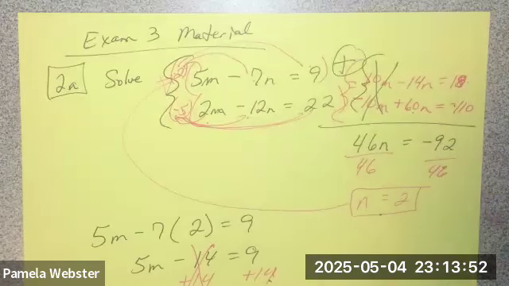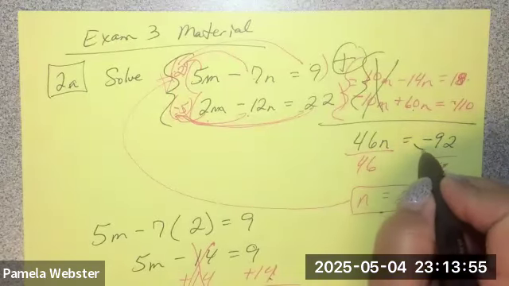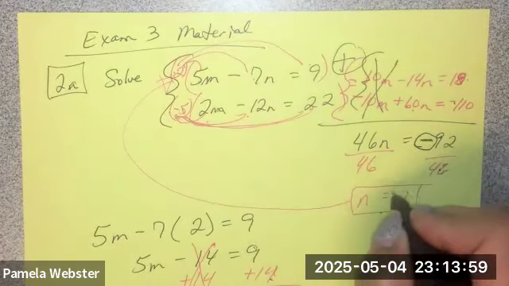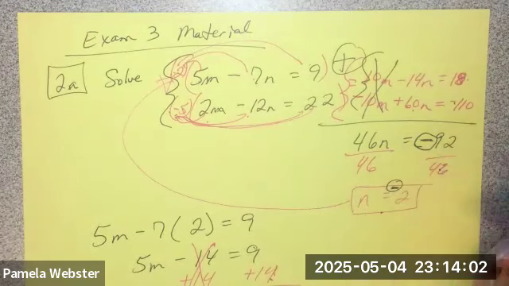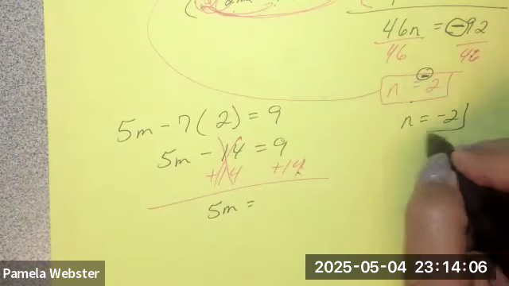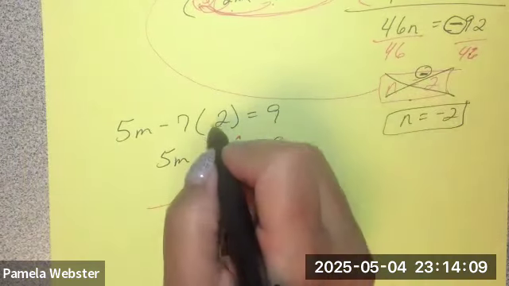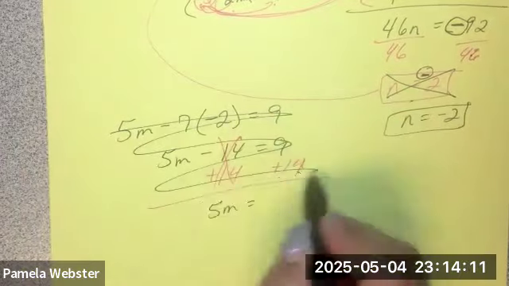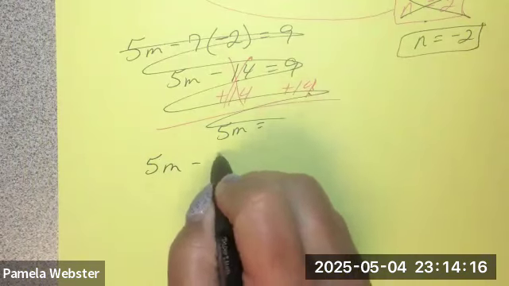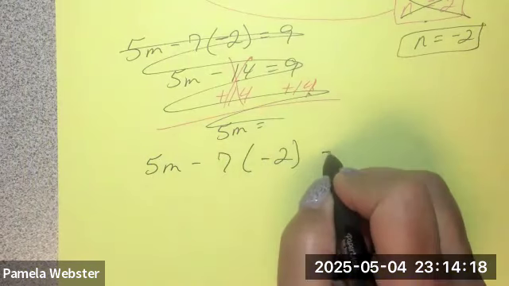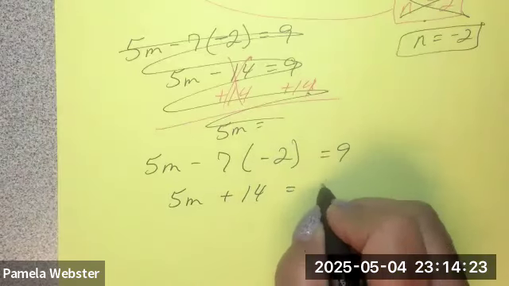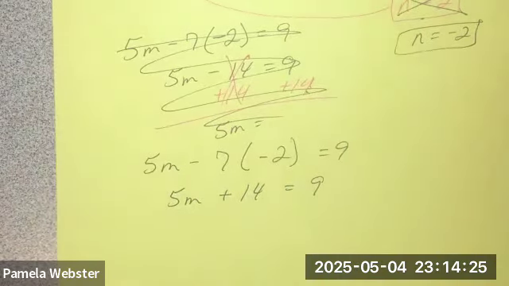Ah, I see it right here. The little stinker. Look at this. Negative 92 divided by positive 46 is a negative 2. Those negatives, man, they get us all the time. n equals negative 2. I'm sorry, guys. So I'm plugging this in. Let me start over with the plug-in. This is just ugly. I'm sorry. 5m minus 7 times negative 2 equals 9. 5m plus 14 equals 9. That'll make a difference here.